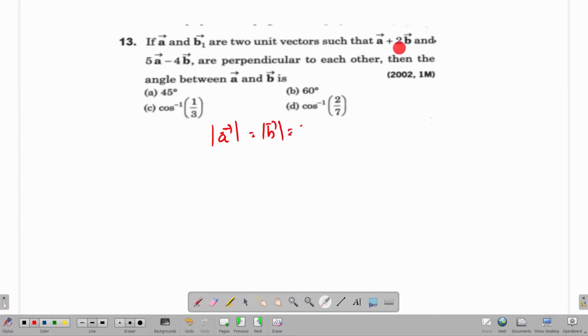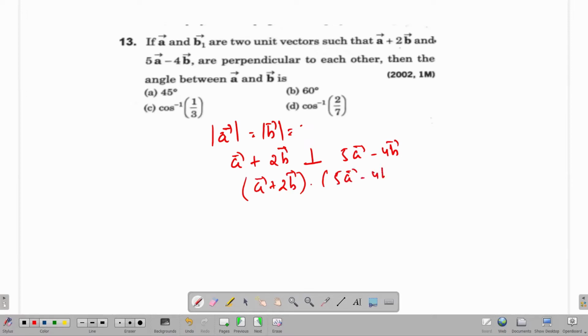What next is given here? A plus 2B and 5A minus 4B are perpendicular to each other, and condition of perpendicularity I am using here. That means if these two are perpendicular to each other, then their dot product is 0. So I'm just equating their dot product. That means A plus 2B dot 5A minus 4B is equal to 0.